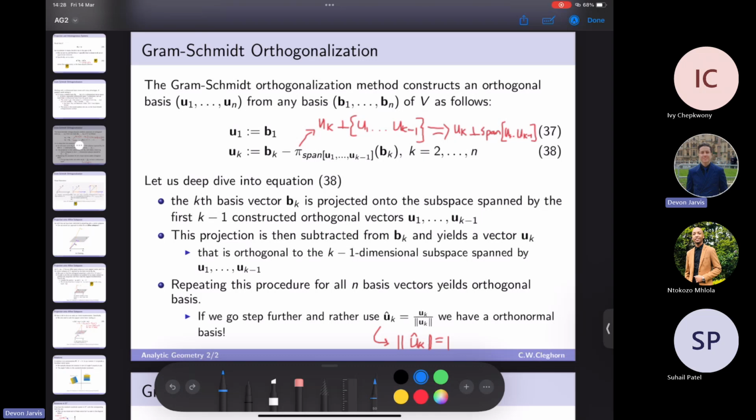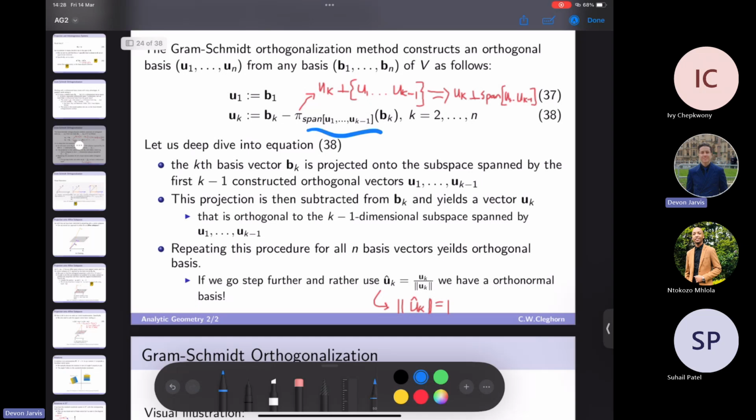All right, and so we can then add it to the set, and then we just repeat this process iteratively for all of our n basis vectors. Okay, so we're going to dive into equation 38 now, but let's just finish the bullet points there. So the k-th basis vector is projected onto the subspace spanned by the first k minus 1 constructed orthogonal vectors. The projection is then subtracted from Bk and yields a new vector Uk. This will be orthogonal to the first k minus 1 dimensional subspace spanned by our new basis vectors that we're creating, and then you repeat this process for the n basis vectors.